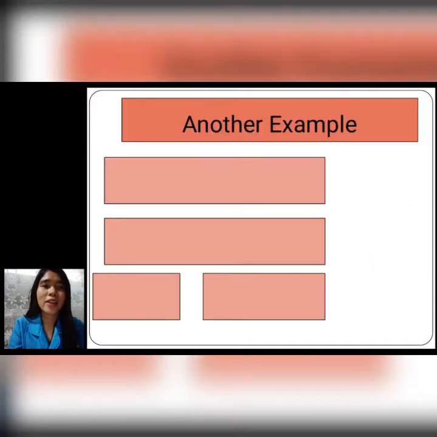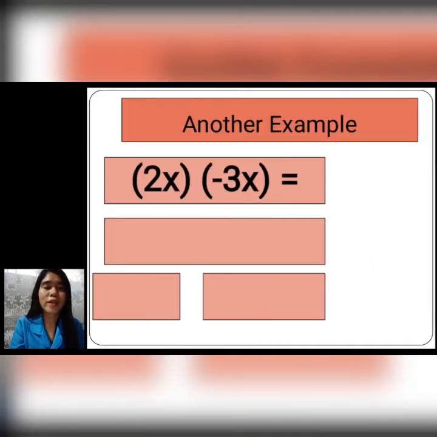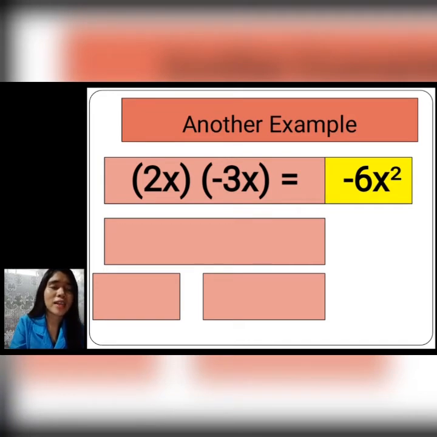So let's have another example. We have here 2x times negative 3x. What is the product? We have here negative 6x squared. We just multiply 2 to negative 3, so we have negative 6. Then just copy the base, which is x, and we will just add the exponent. Here we have an invisible 1 as the exponent in 2x and also in the negative 3x. So we will just add it. 1 plus 1 is equal to 2. So we have the final answer as negative 6x squared.